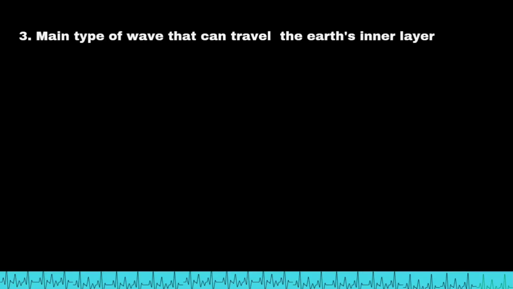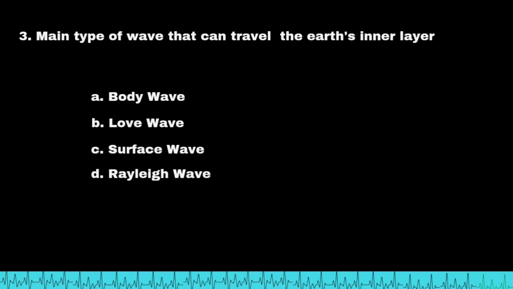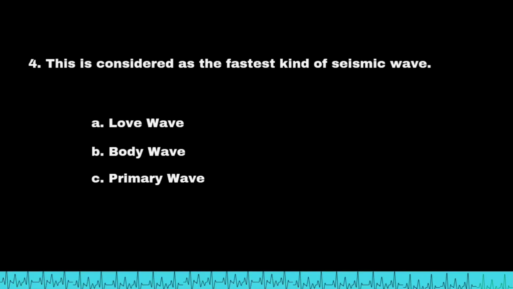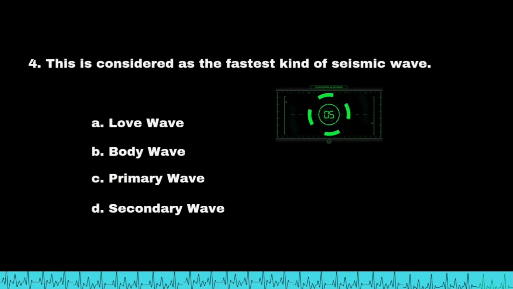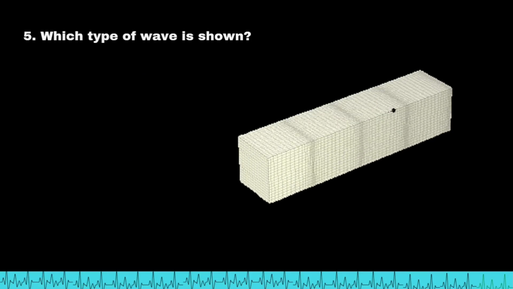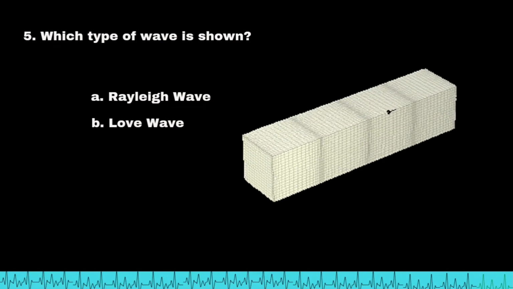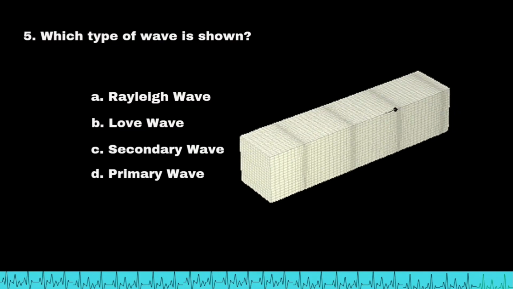Three. Main type of wave that can travel the Earth's inner layer. A. Body wave, B. Love wave, C. Surface wave, D. Rayleigh wave. Number 4. This is considered as the fastest kind of seismic wave. A. Love wave, B. Body wave, C. Primary wave, D. Secondary wave. And number 5. Which type of wave is shown? A. Rayleigh wave, B. Love wave, C. Secondary wave, D. Primary wave.